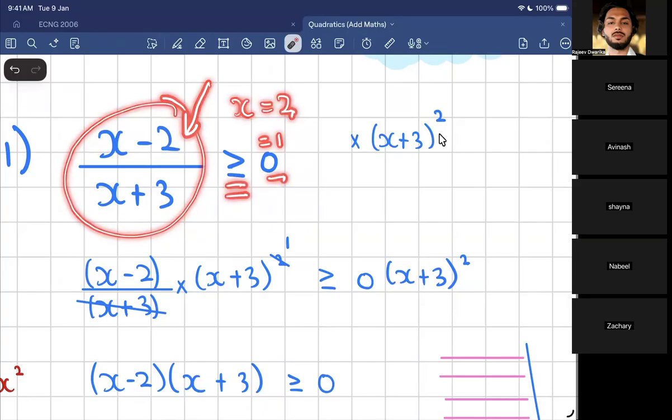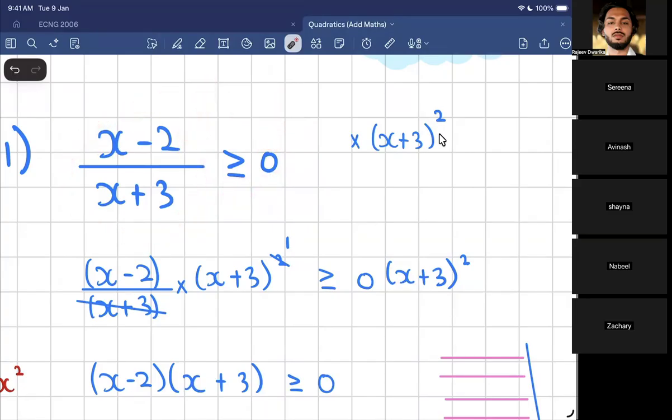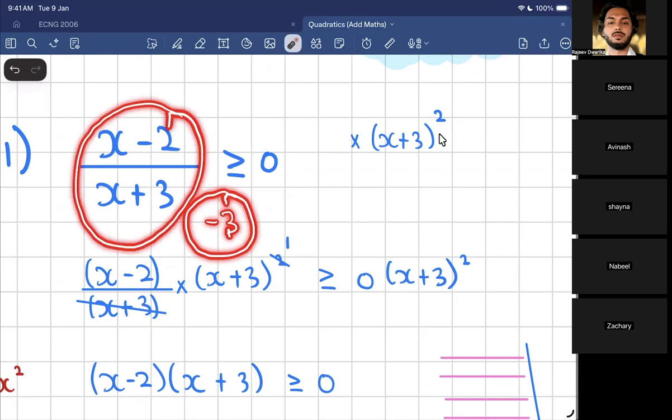And Zachary, that's one thing you could do, right? And then the other thing you could do is look at what makes the denominator 0. So Zachary, remind me, what makes the denominator 0? -3, sir. -3, right? You know that the function breaks when x is -3 because it can't divide by 0. So what you could do is plug in values less than -3 or more than -3, and see if it gives you something more than or equal to 0. If it does, then that will be part of your solution. That's another way to do it without drawing the graph.